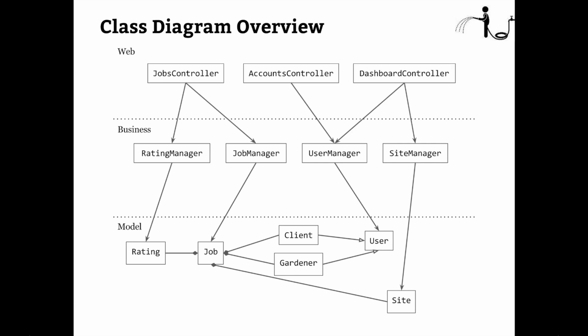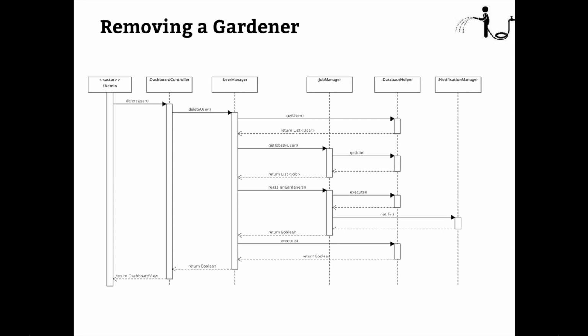Finally, there are the controller classes which mainly deal with the web interface. For example, the accounts controller is responsible for the home view where the user can log in. With the class diagram in mind, let's take a look at an example of a sequence diagram that illustrates the interaction between the classes in the class diagram.